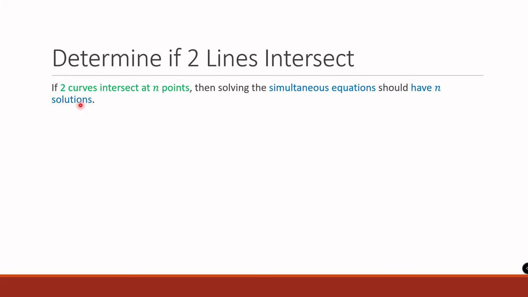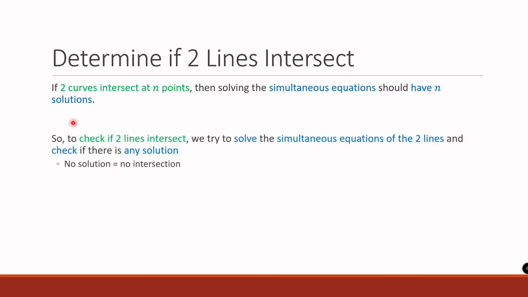First thing we take note of is that if you have two curves and they intersect at end points, then what it means is that if I try to solve the simultaneous equation of the two curves, I should have a solution. This is how we can check whether two lines intersect. If two lines intersect, I should have some solution. Normally it will be one, because if two lines intersect, there will only be one point of intersection.